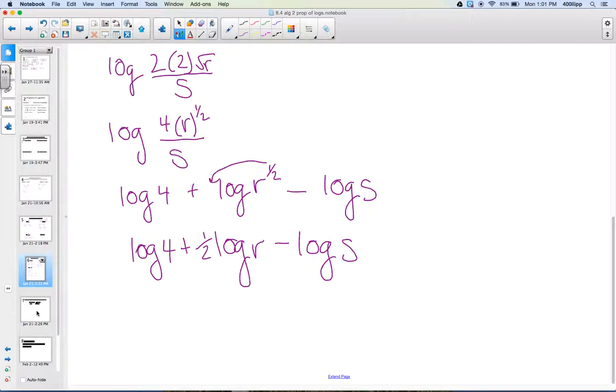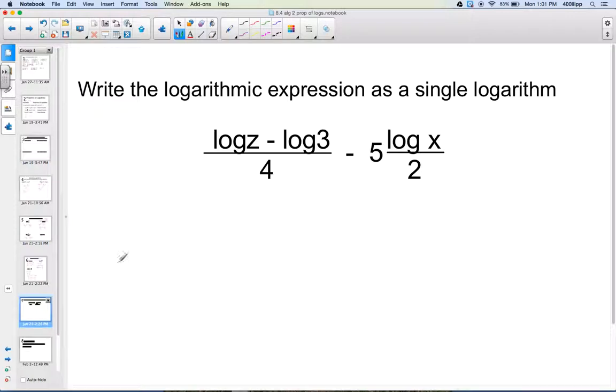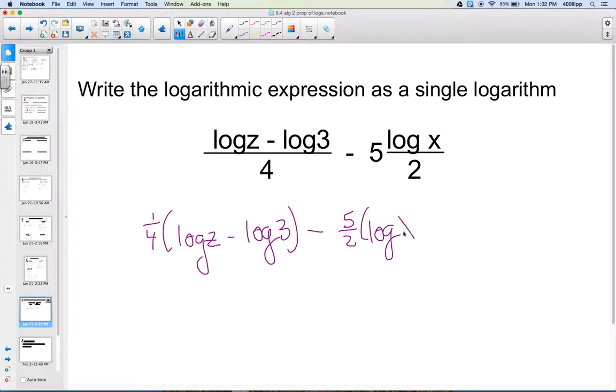All right, one more problem here to wrap it up. So just like when we had radicals, we changed it to have exponents. Now, if we're dividing by a number here, we know that we have a property if there's a number in front of the logs. So we're going to change it so that there's a number in front of the logs instead of dividing by a number here. So dividing by 4 is the same as multiplying by 1/4. So I'm going to write this as 1/4 log of z minus log of 3. And then this will be minus 5/2 log of x.